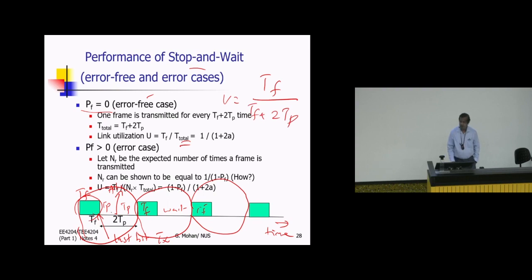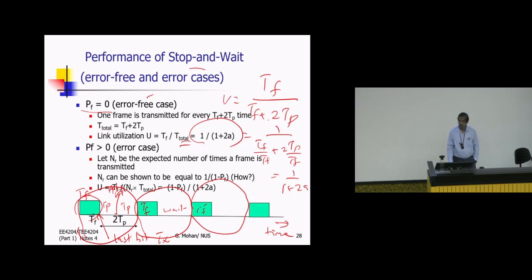We assume that the acknowledgement transmission time is negligible. If you want to add the acknowledgement transmission time here, then the denominator will have the acknowledgement transmission time as well. So this is equal to 1 by (TF by TF plus 2TP by TF). This is 1 by 1 plus 2A. Very simple, and easy to remember as well. So utilization is 1 by 1 plus 2A, where small a is TP by TF.